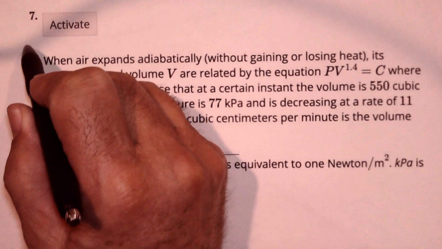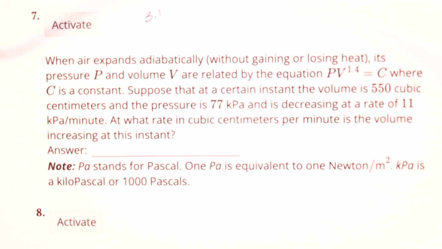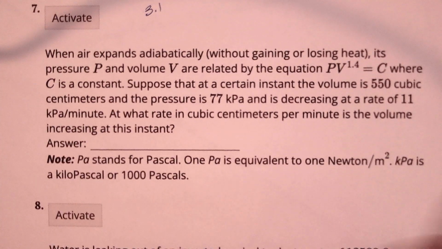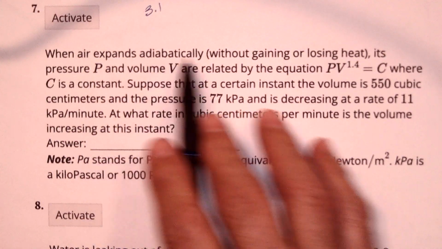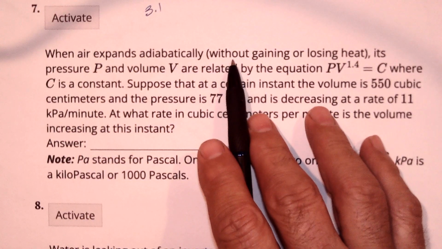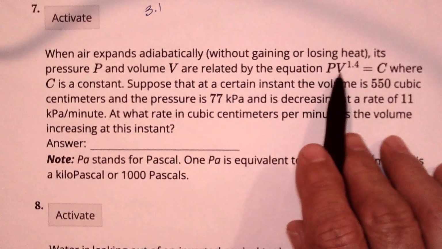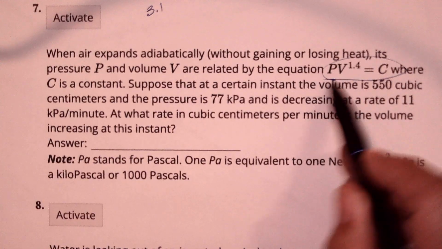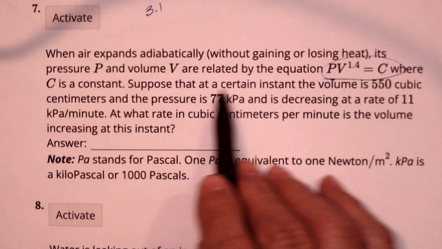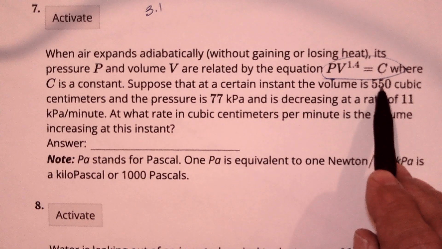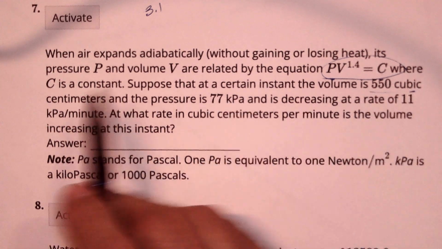Okay, yeah. Chapter 3, Section 1, number 7. When air expands adiabatically without gaining or losing heat, the pressure and the volume are related by this formula, where C is a constant. Suppose that at a certain instant the volume is this, so that's a changing number.